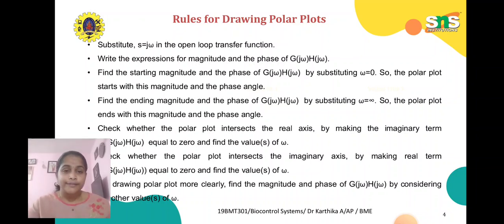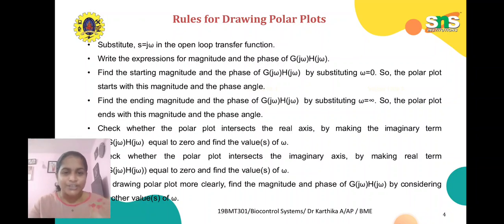Find the starting magnitude and the phase of G(jω)H(jω) by substituting ω equal to 0. So the polar plot starts with this magnitude and phase angle. Find the ending magnitude and the phase of G(jω)H(jω) by substituting ω equal to infinity. So the polar plot ends with this magnitude and phase angle. Check whether the polar plot intersects the real axis by making the imaginary term of G(jω)H(jω) equal to 0 and find the values of ω.